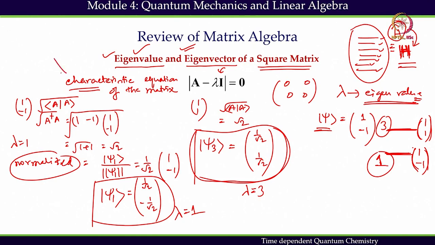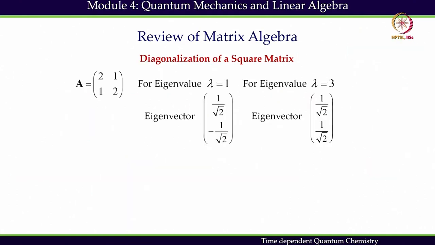But often we will avoid this using the characteristic equation of the matrix. This procedure is rigorous and may not be useful for bigger matrices. The more convenient way of doing it is diagonalization of a square matrix. This is what we do. And what is diagonalization? I'll explain it right now.